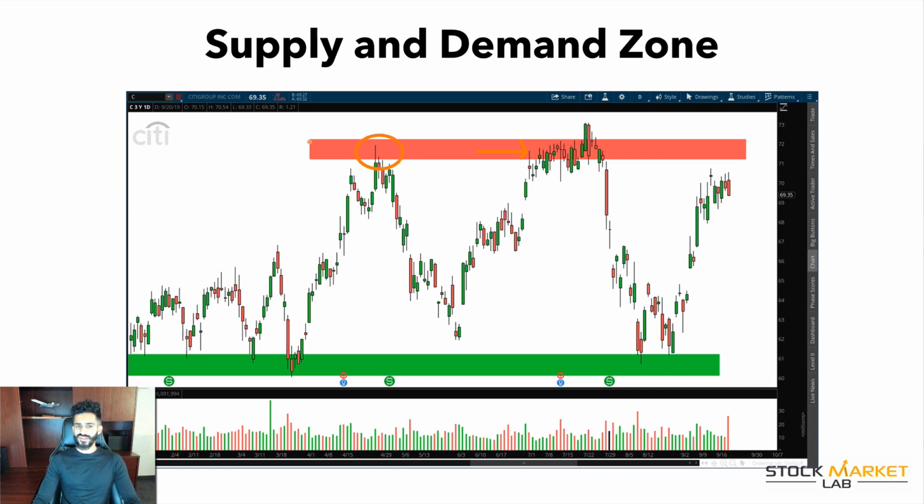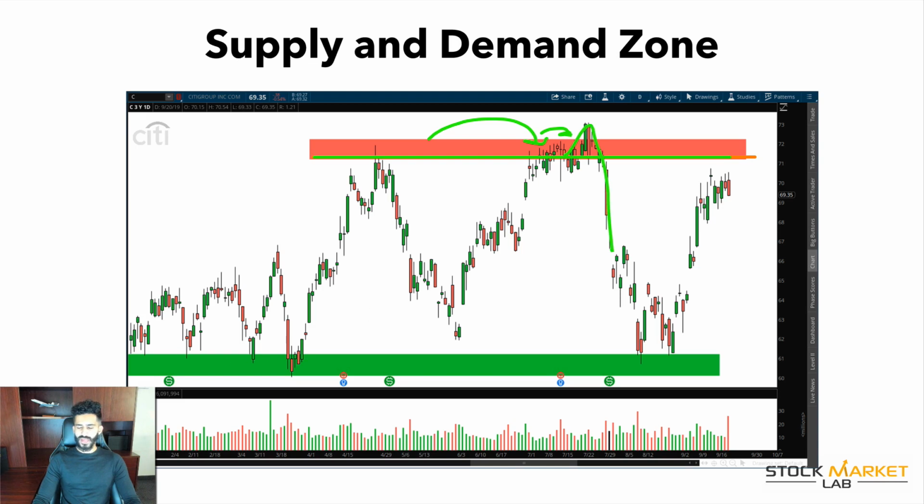I know that there's a resistance around this area. Now, most people, when they're applying resistance, they would maybe have one line. When they have that one line, and let's say that one line gets broken, let's say I put the line right here. That line gets broken, they get in, and next thing you know, stock gets rejected.